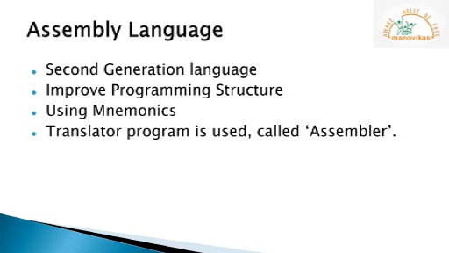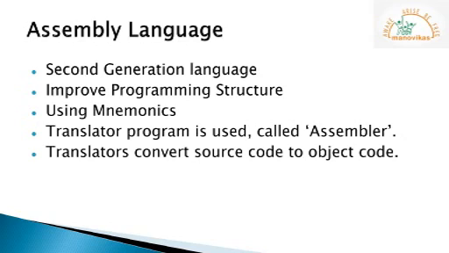Source code is the program written in assembly language, and when this program is converted to machine language, it is called object code.